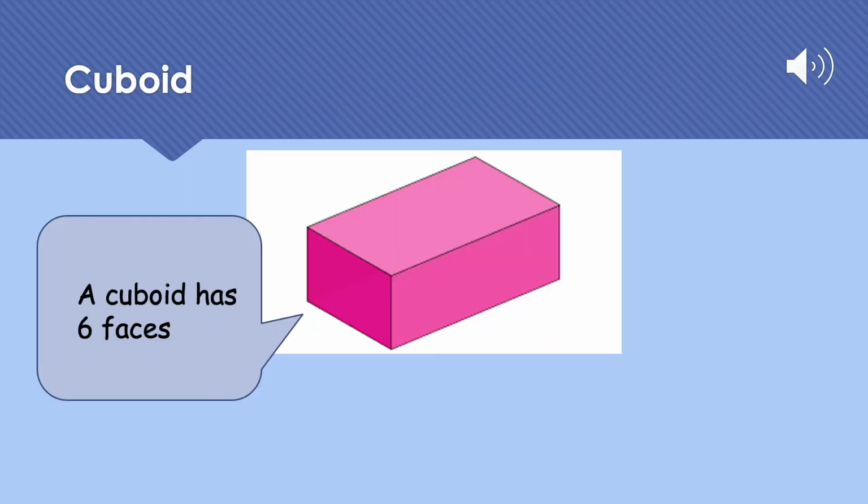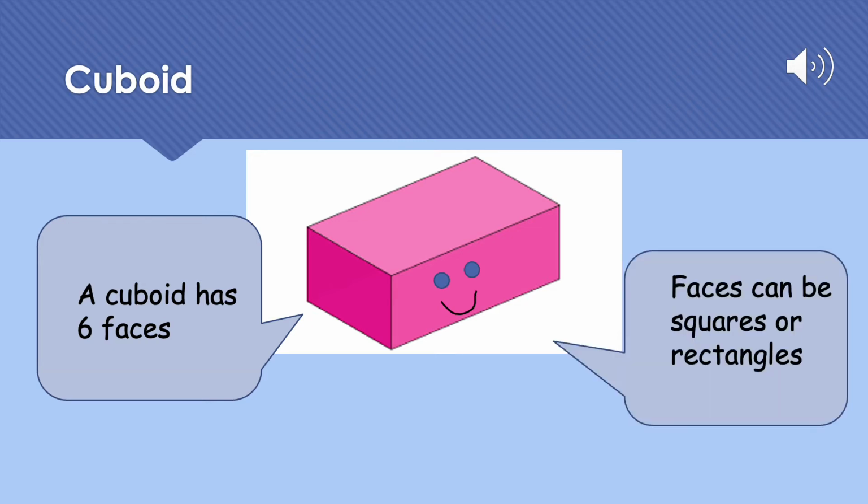The next shape that we're going to look at is called a cuboid. Okay, we'll just have another pause, and can you say that word? Cuboid. A cuboid has 6 faces, but they aren't all squares like a cube. The faces of a cuboid can be squares or rectangles.